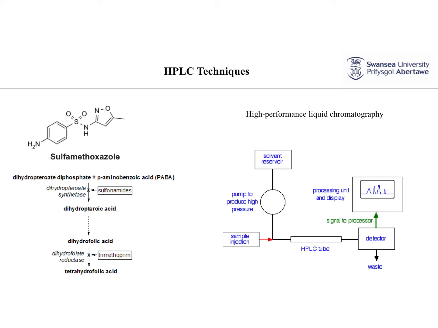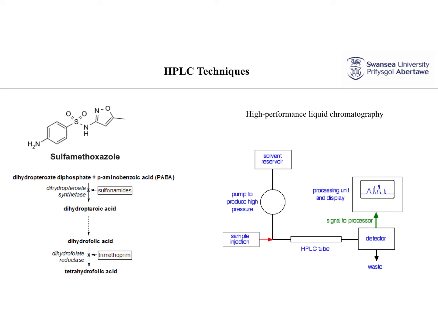And the other major improvement over column chromatography concerns the detection methods which can be used. These methods are highly sensitive. Because of the pressure involved, it is not the same as in gas chromatography.